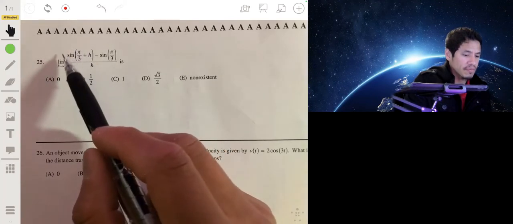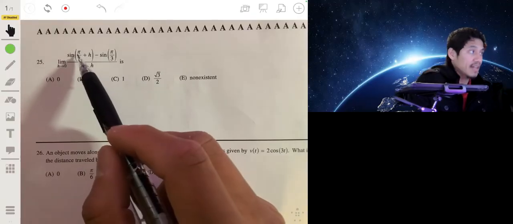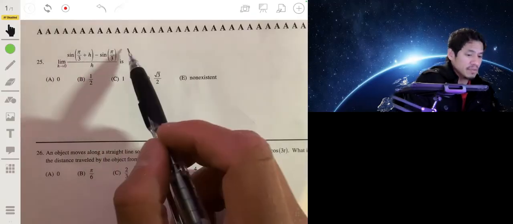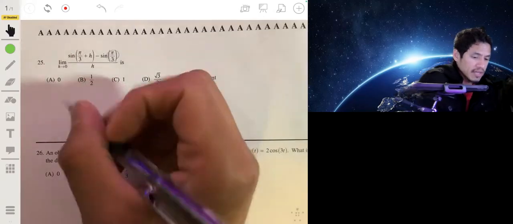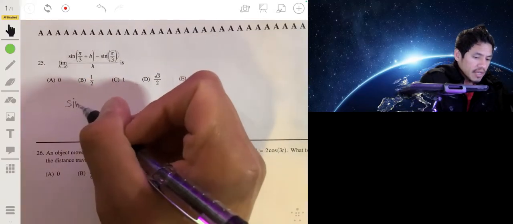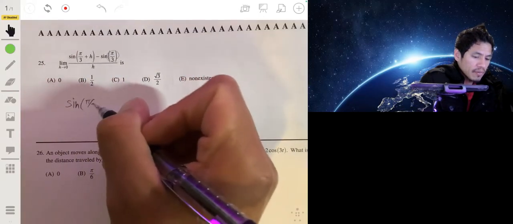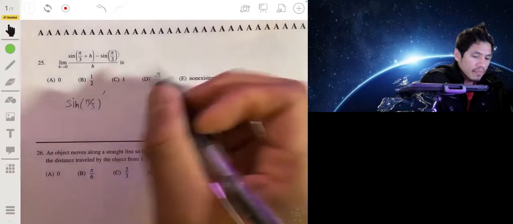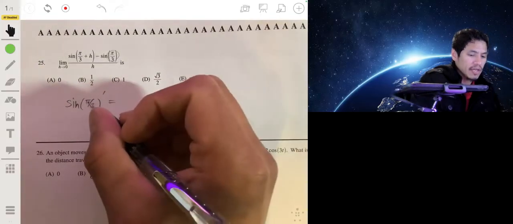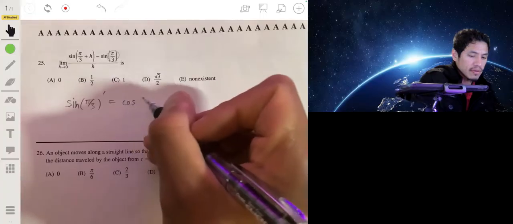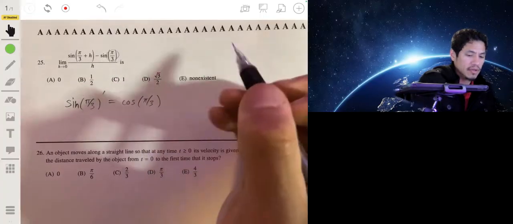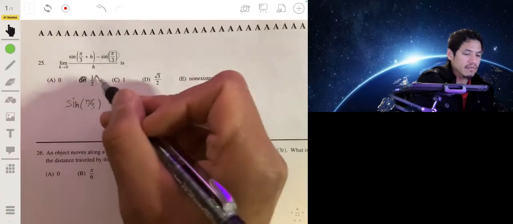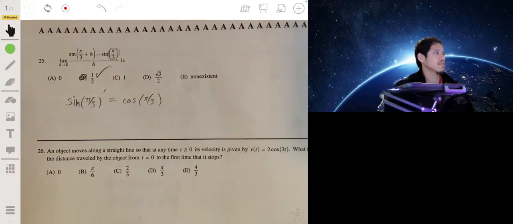So we're basically finding the derivative of the sine of x for a specific value, the derivative of the sine of pi over 3. And that'll just be the cosine of pi over 3. And so the cosine of pi over 3 is just 1/2, and that's the answer.